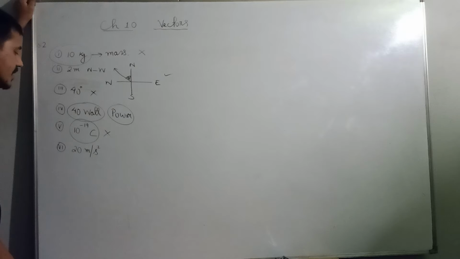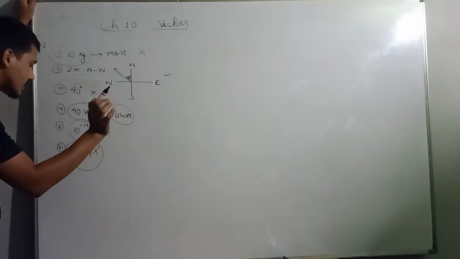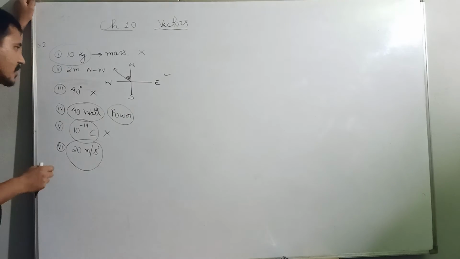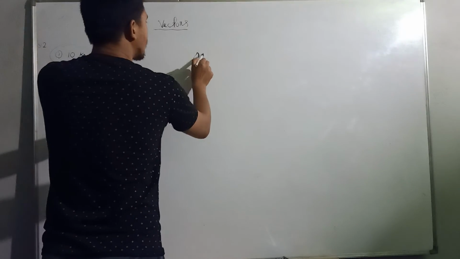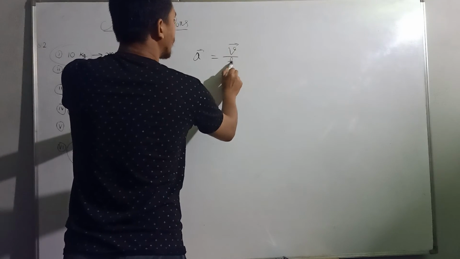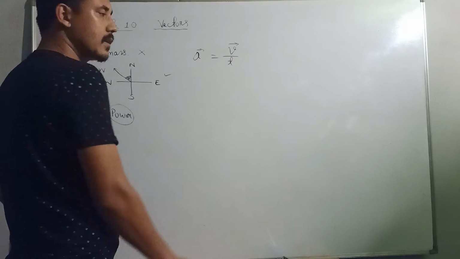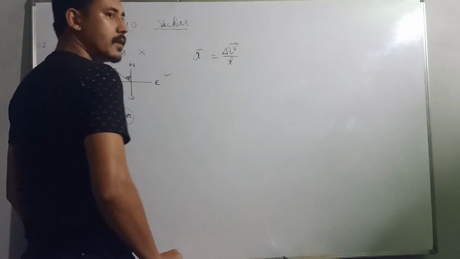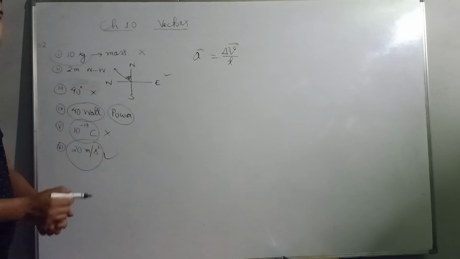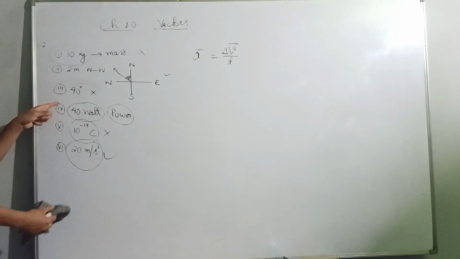20 meter per second square. What physical quantity does this value represent? Acceleration. Acceleration means velocity upon time, rate of change of velocity, del V upon t. So acceleration has a direction. Is it okay? So it is a vector quantity. Okay. Very important for exam.